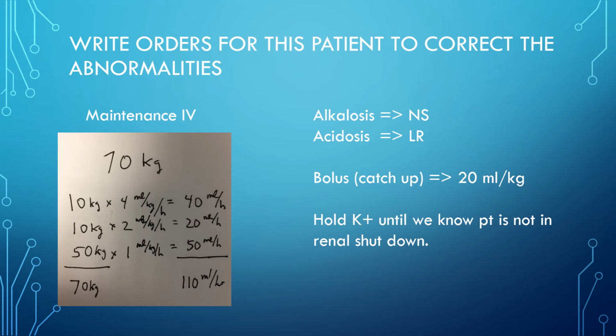For an alkalotic patient, choose normal saline with higher chloride, and for an acidotic patient, choose lactated ringers with the bicarbonate precursor lactate. Start with normal saline, 150 milliliters per hour, which is 1.5 times baseline. Also give the patient a 20 milliliter per kilogram bolus of IV fluid, which would be 1 to 2 liters of bolus IV fluid with normal saline.